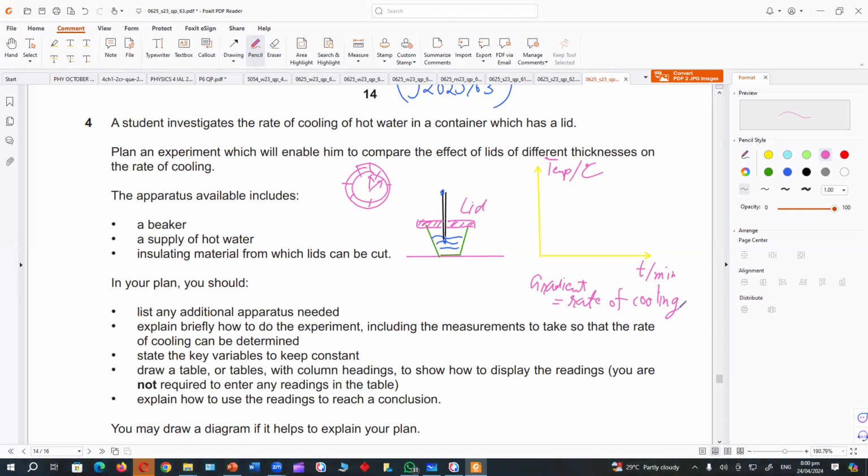So I will take another lid. I will repeat the trial. I will find the gradient, the rate of cooling. In this way, I will do the experiment 5 to 6 times with different types of materials, different types of lids actually. And then I will record the values in a table to get the final answer. Conclusion, I mean. So we have done some design questions, and these are trial questions from IGCSE.